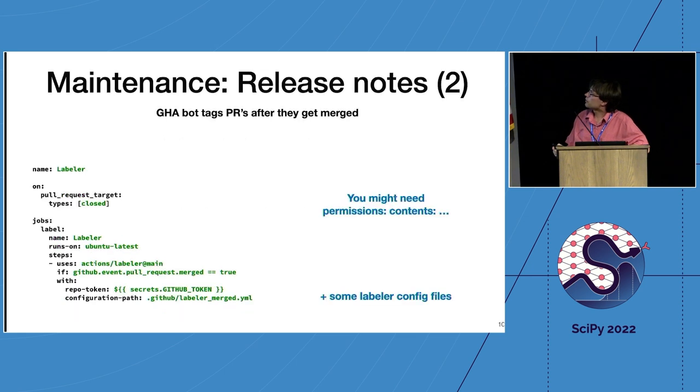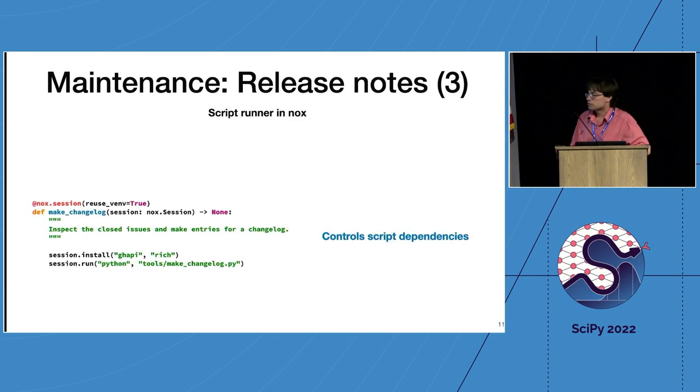Once your pull request gets merged, a GitHub bot goes out and marks that pull request with a tag saying it needs to be added to the release notes. And then we have a little script. I won't show you the script. It's easy to find in pybind11, but this is the Nox runner for it. That little script goes through, pulls the GitHub API, grabs all of the things that have been tagged and merged, and spits out something that looks like this.